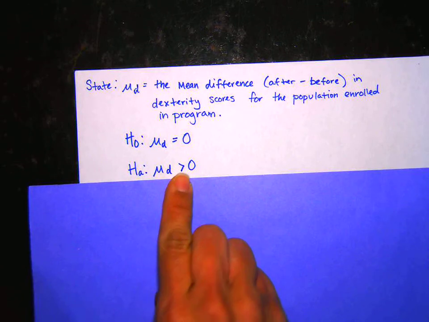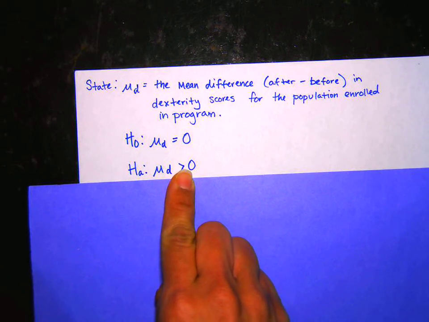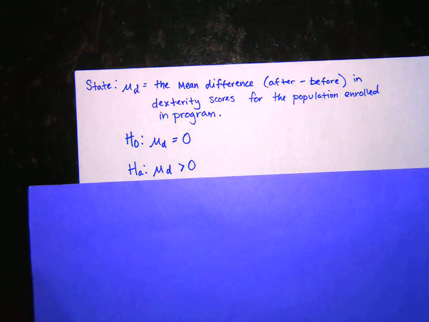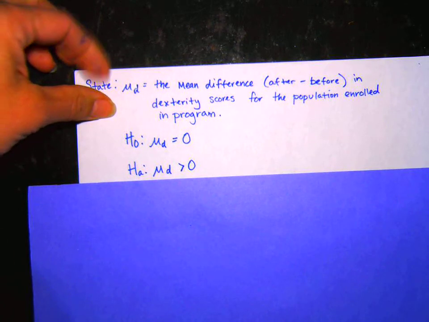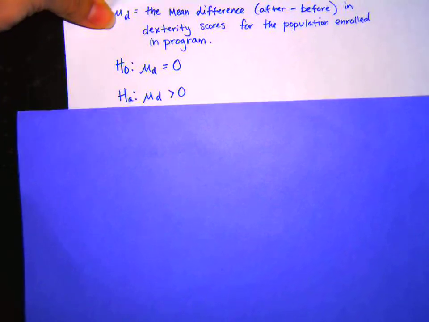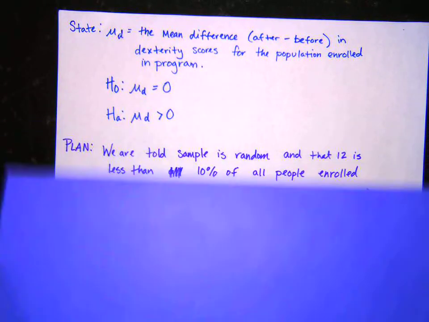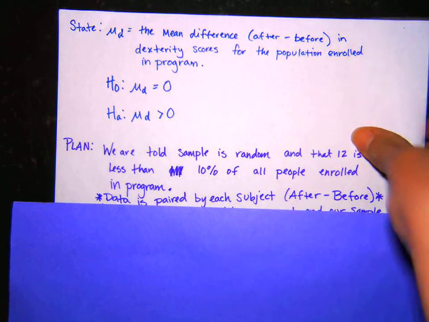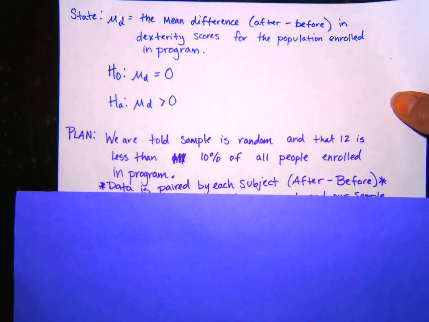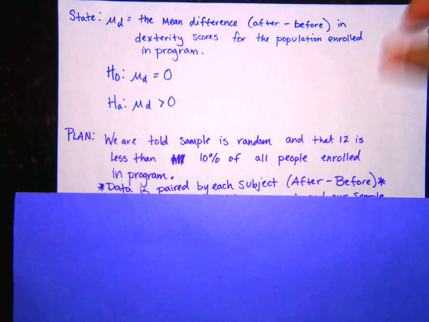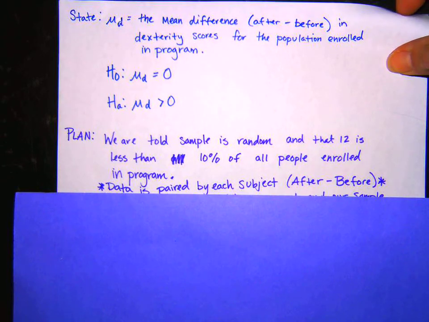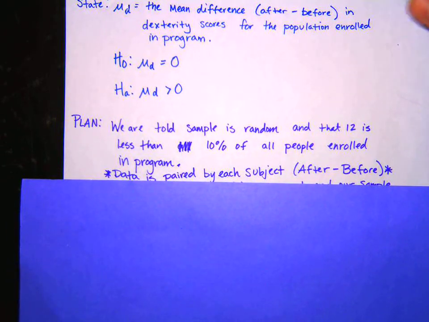The next thing we have to examine are our checks and assumptions. First, independence. We are told the sample is random, and I'm going to assume that 12 is less than 10% of all the people enrolled in the program. Also, the one thing that's different for matched pairs, and that's what we're doing here, pairing before scores with after scores, is you need to state how the data is paired. I actually did that in the first part. I mentioned this, but the data is paired by each subject, their after score minus the before. You need to add that in there.